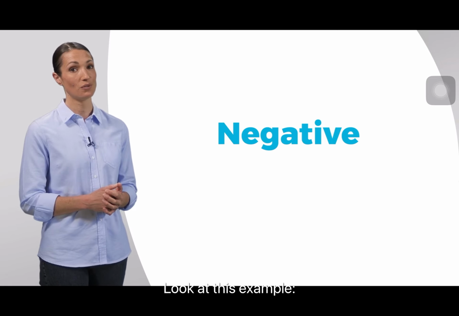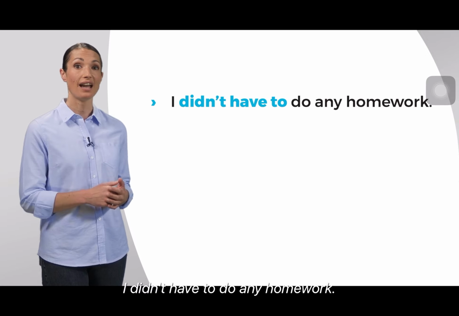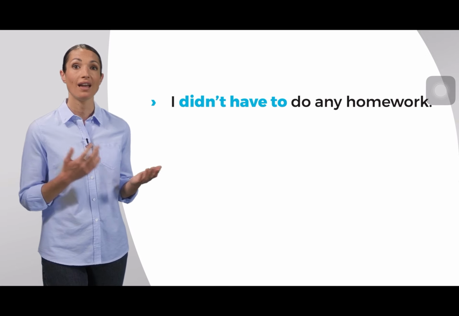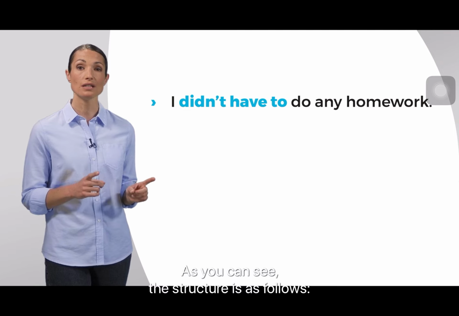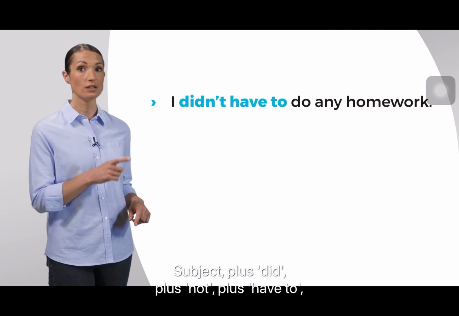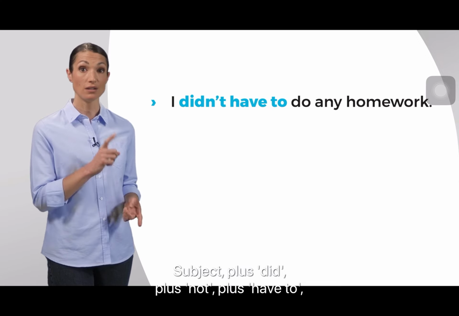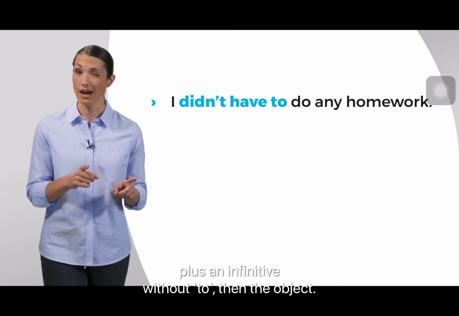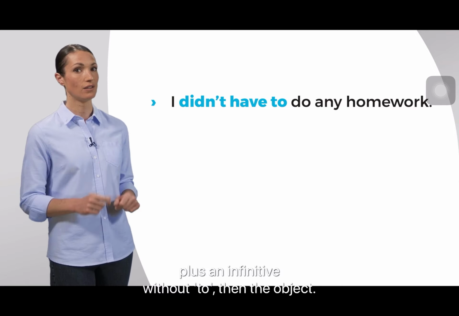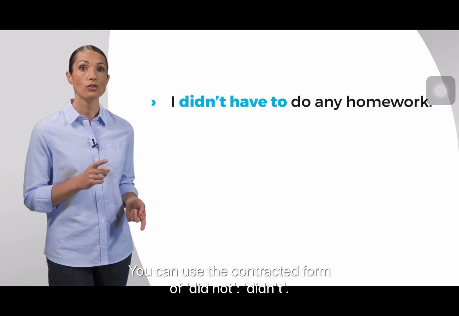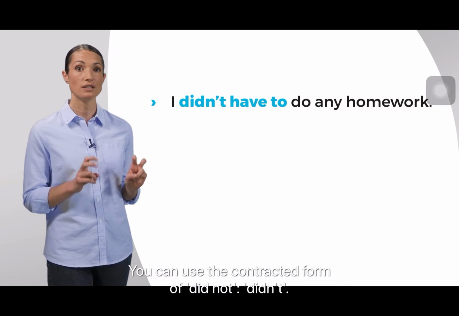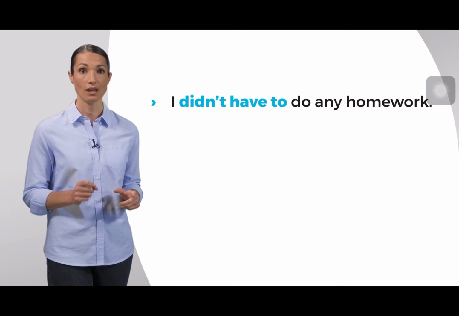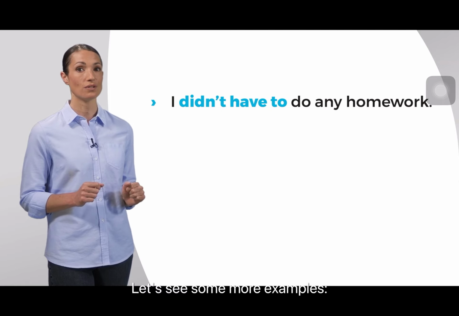Look at this example. I didn't have to do any homework. As you can see, the structure is as follows. Subject plus did plus not plus have to plus an infinitive without to, then the object. You can use the contracted form of did not, didn't. Let's see some more examples.